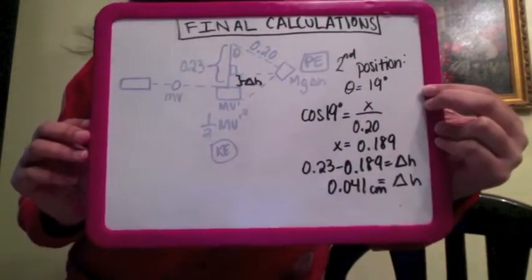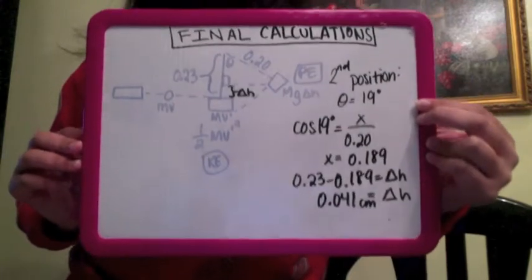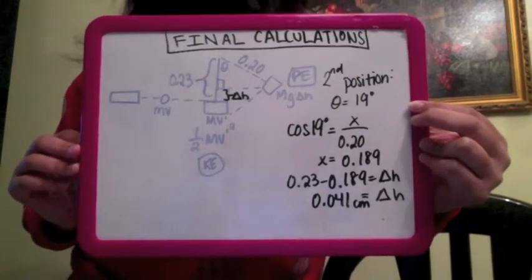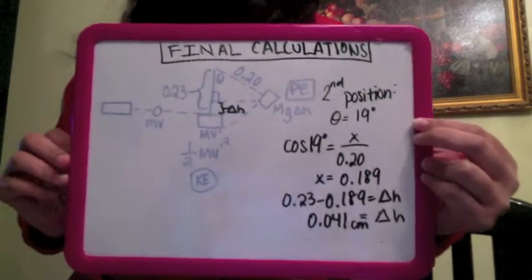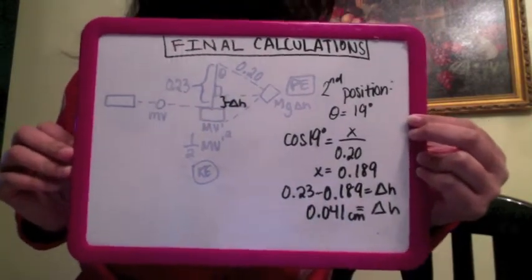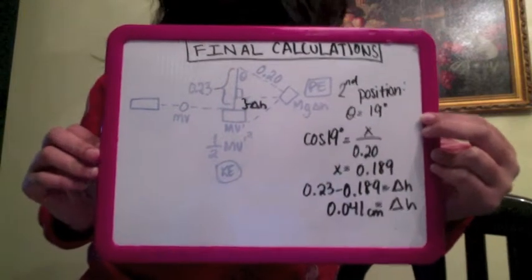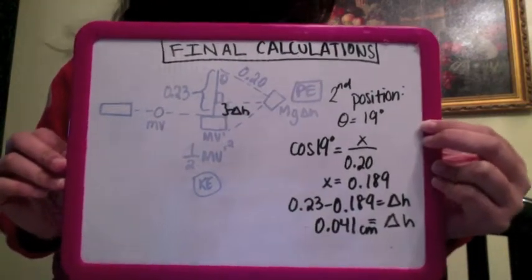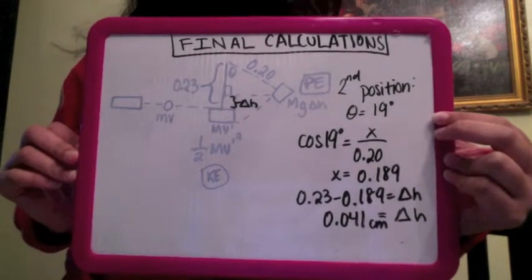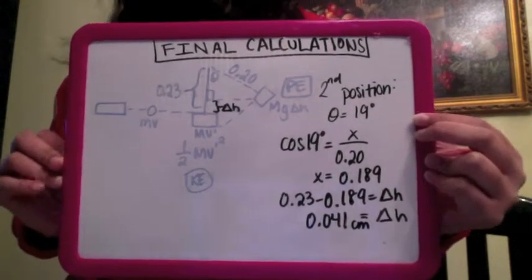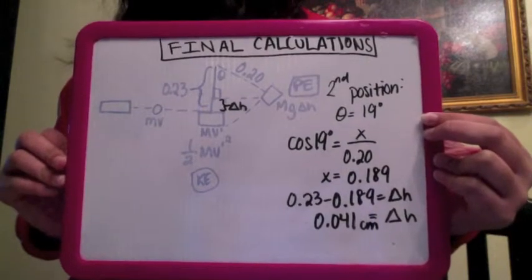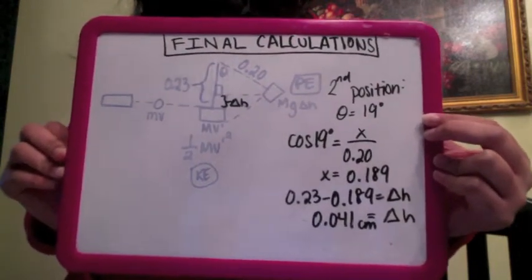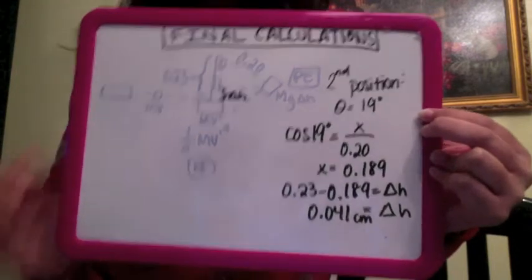We first will calculate the velocity from the second position. To do this, we found that theta equals 19 degrees, so theta will be used to find the difference in height. Let cosine of 19 equal x over 0.20, which is the height of the rod. Once we found x, which is 0.189, we will subtract x from 0.23, the height of the mallet. This gives us a value of 0.041 centimeters for the difference in height.